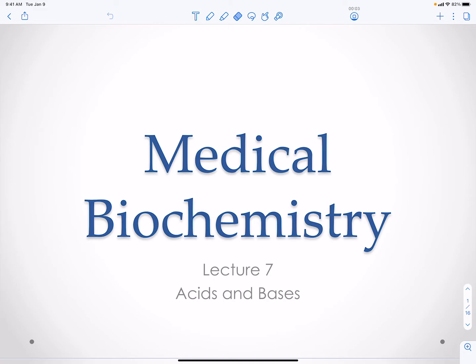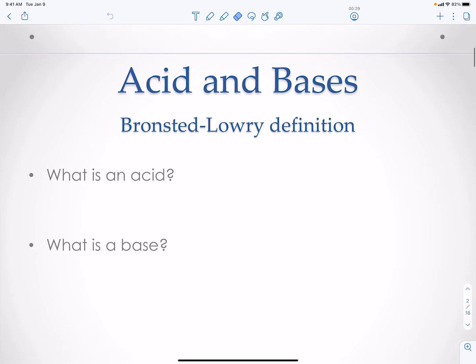Okay, so our next lecture is going to be about acids and bases. Biologic systems are going to take many steps in order to ensure that their hydrogen ion concentration does not change, since even minor changes in the acid-base balance can have dire consequences. And we're going to talk a little bit about these. So basically we have our acids and bases.